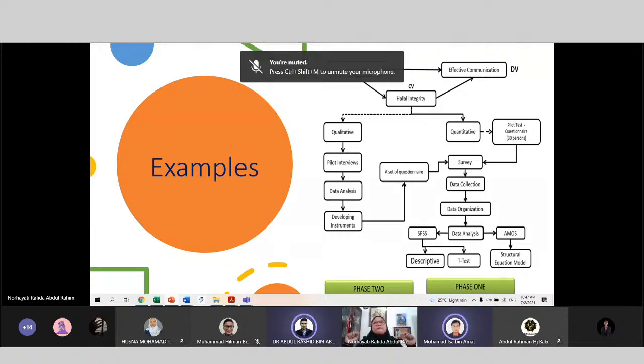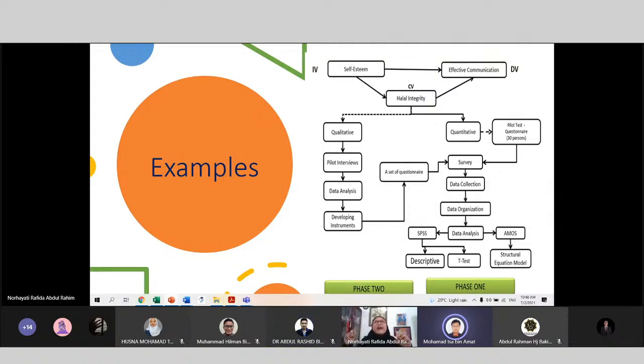Bagi variable suatu, Dr. Rafida, contohnya? Contoh. Alah, COVID lah senang. We talking about COVID, right? COVID in Selangor, COVID in Malaysia. The stress level among students according to states. We have 14 states. So we will do chi-square, cross tabulation. We will do cross tabulation.